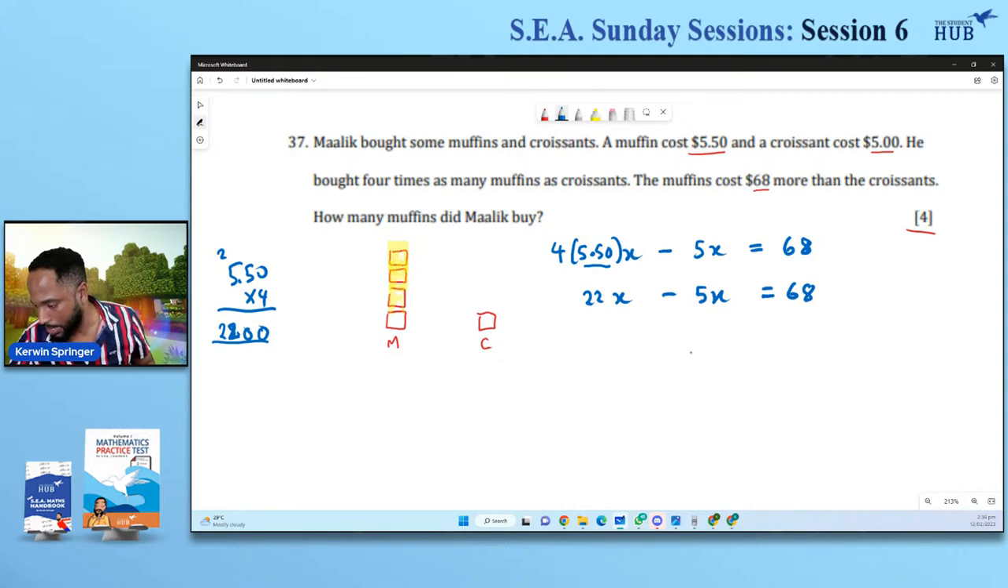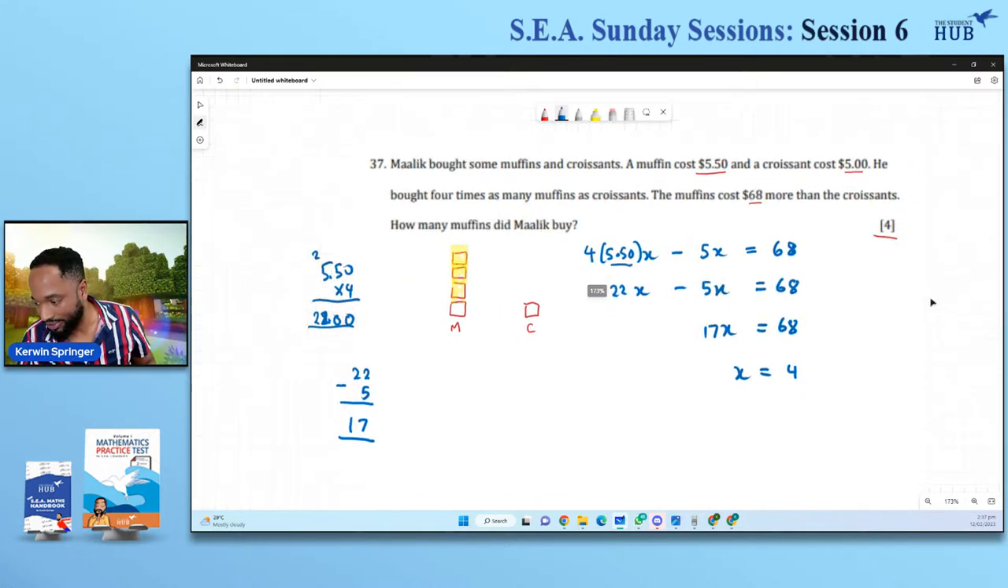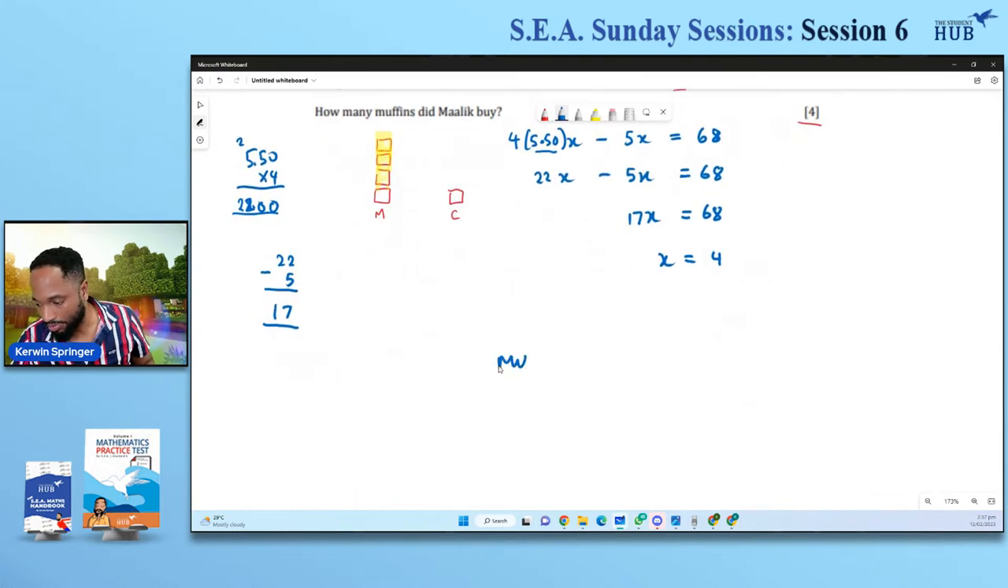22x minus 5x. It's 22 minus 5, which is 17. 17x is equal to 68. So x is equal to 4. How many muffins did he buy? He bought 4 times 4, 16 muffins. Number of muffins is equal to 4 times 4, which is 16.